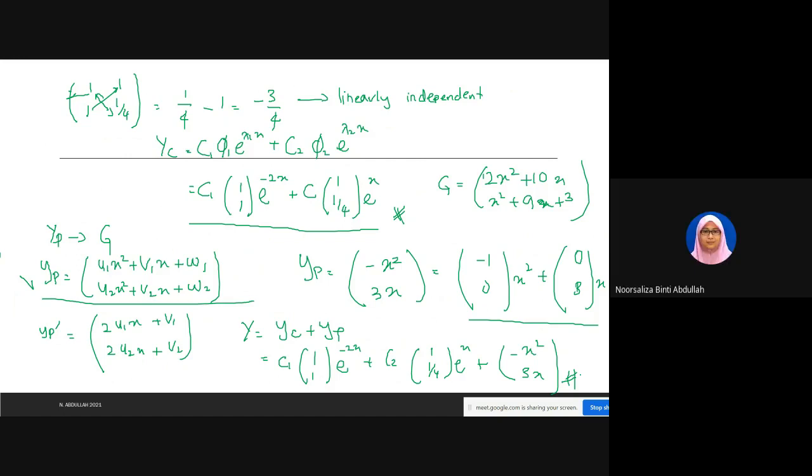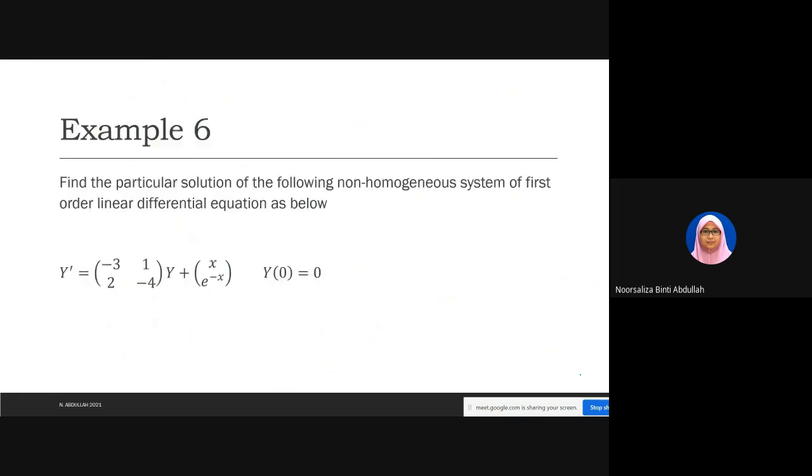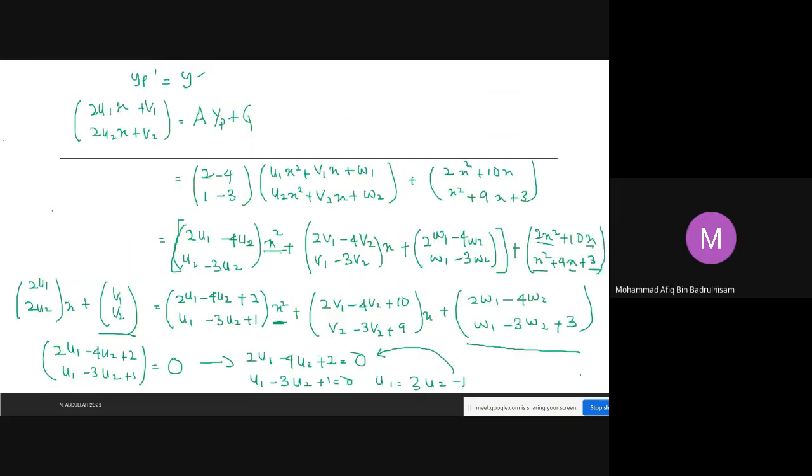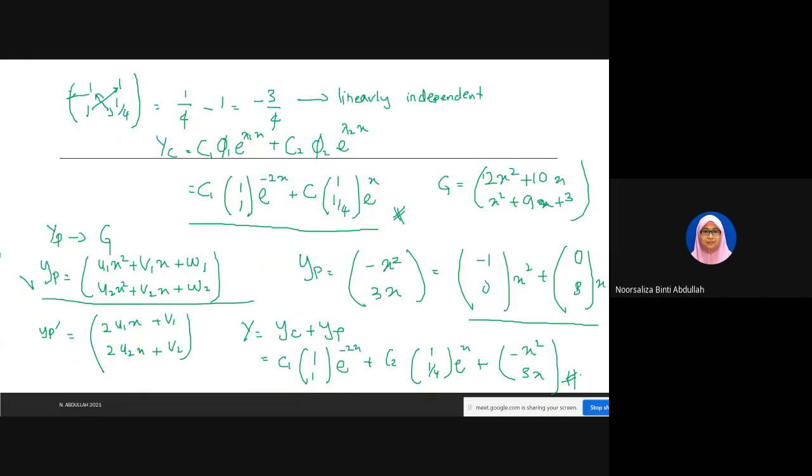Okay. So last soalan, example 6. Puan, saya tengok slide sebelum. Mana yang mana? Sini, yang last. Dah habis. Okay dah. Sorry saya terdrag 5 minit.